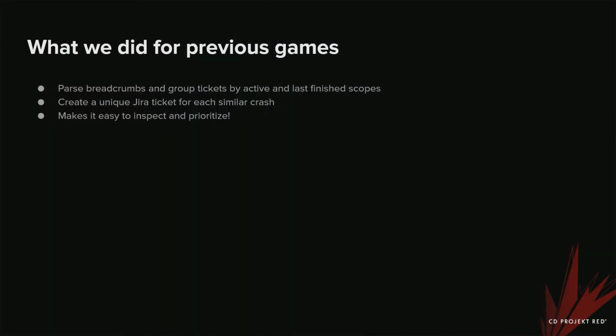So what did we do for previous games? Like I discussed before, we parsed the breadcrumbs and we grouped the tickets by active and last finished scopes. There's a lot of information usually in the breadcrumbs, so we don't want to use every single bit to create a unique hash and ticket for each bit of information, as it's simply too much. But we do want to group the same crashes in the same Jira, as it makes it easy for us to inspect and see what's going on, and also prioritize the most frequently occurring crashes. So we did the same for Unreal.